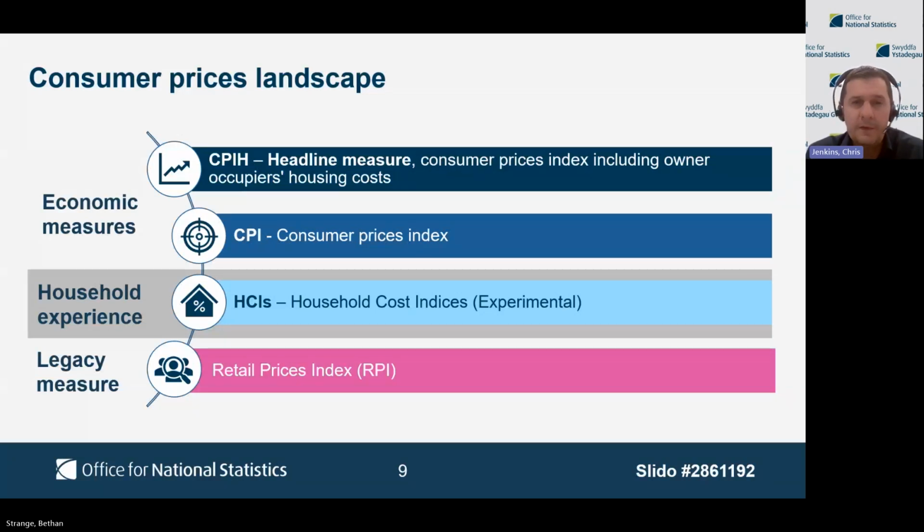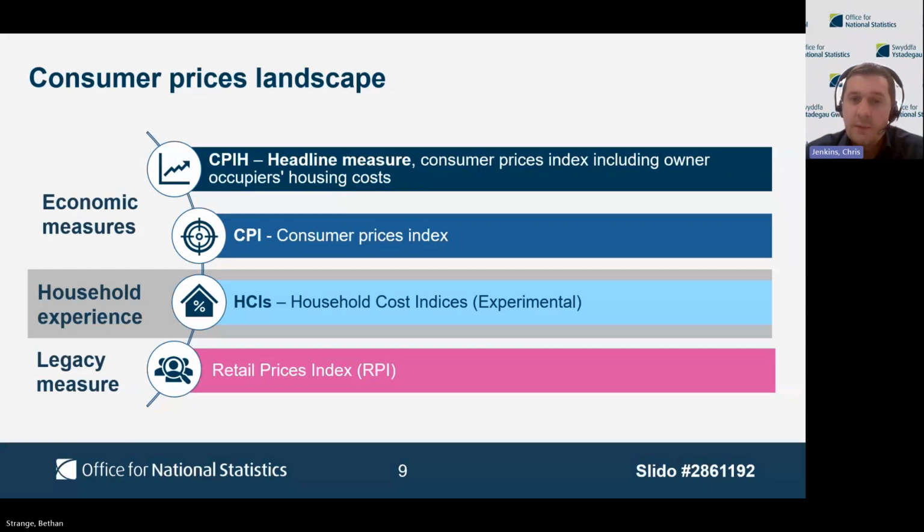CPIH is our most comprehensive and lead measure of inflation, as it includes a measure of housing costs, the H. This is also known as owner-occupier housing costs, or OOH for short. These are not house prices, but the housing costs for homeowners, and that is the price of the housing services, such as shelter, that you get from your house.